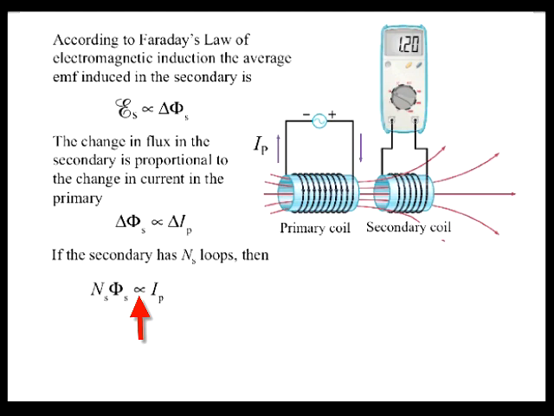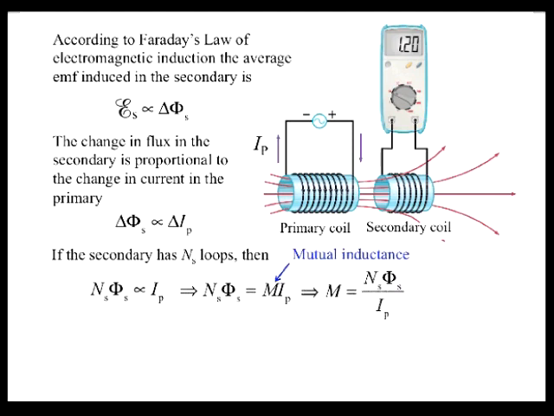This proportionality can be converted into an equation in the usual manner by introducing a proportionality constant, M, known as the mutual inductance, so that Ns phi s equals M times Ip, where M is called the mutual inductance. We can solve this for the mutual inductance, giving M equals Ns phi s divided by Ip.